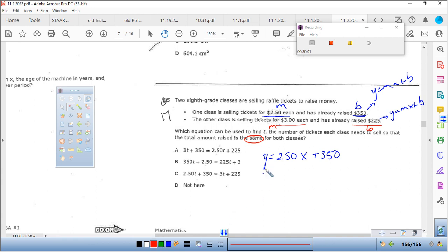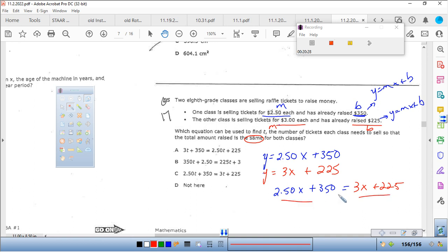And then come on the red one and have y is equal to 3x plus 225. Okay, so in that situation we have those two, but they want them to be equal, so I'm just going to set them equal to each other. I'm going to get the first one, 250x plus 350 is equal to, yes, I know you're already looking at the answer choices, 3x plus 225.